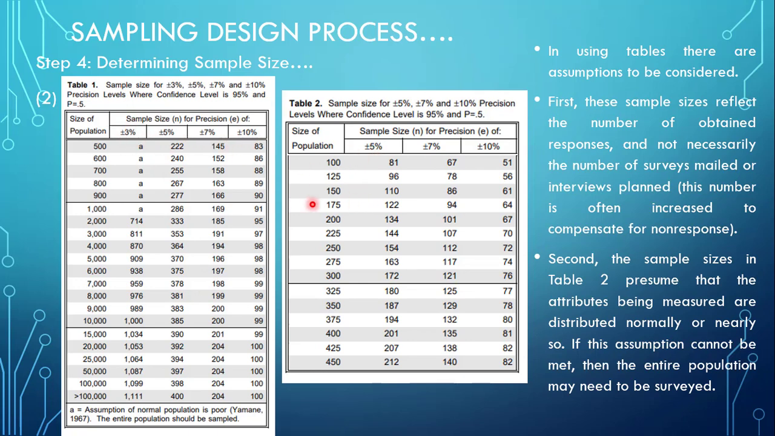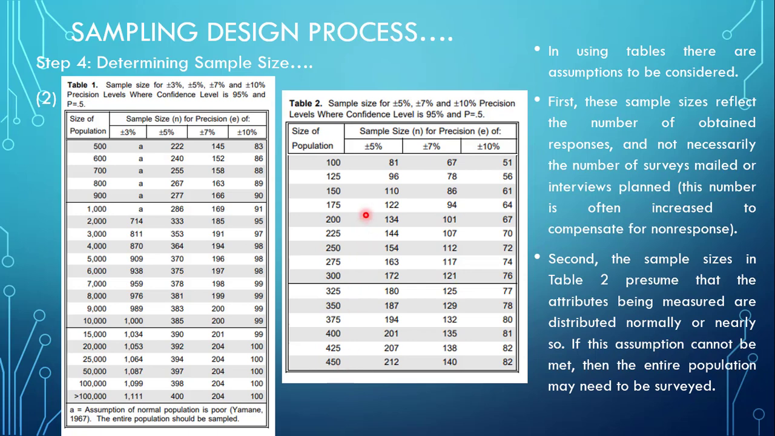So these are the two tables. The first table, the population size starts from 500 to more than 100,000, but the second table starts from 100 to that of 450. So in the 3% precision level, if the population is between or less than 450, you are going to select the whole population as a respondent. Okay, be reminded of that.